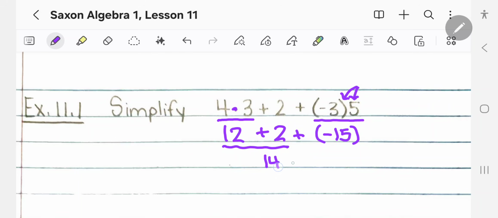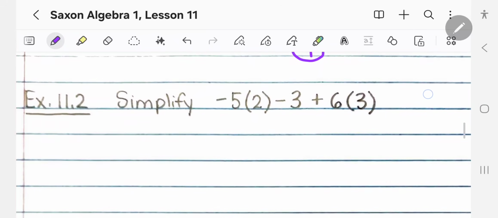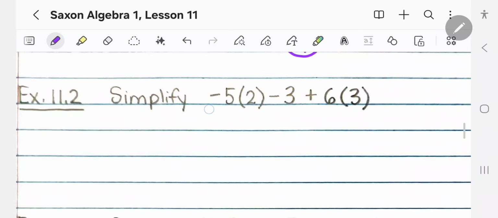That's going to be 14 plus negative 15. I'm adding things that have different signs, so I subtract them, and I take the sign of the one that has the largest absolute value, which is 15, so it's going to be negative. Let's look at 11.2. Here we have a multiplication, and then we have subtraction, and then addition, and then a multiplication. So let's do the multiplications, and then copy everything else we see down, and then add and subtract from left to right. Here I have negative 10 take away 3.